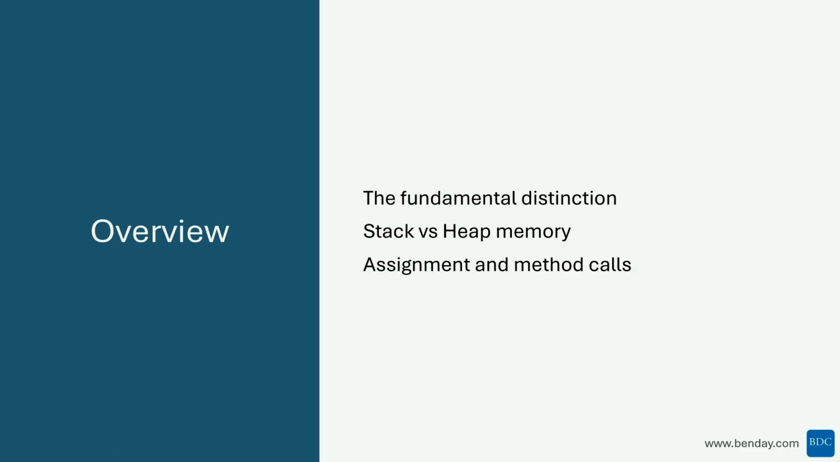Let's dig in. Here's the thing that took me forever to understand. This isn't just academic computer science stuff. The difference between value and reference types affects how your code behaves every single day. Bugs that seem impossible to track down? Often, it's because you didn't realize you had two variables pointing to the same object.